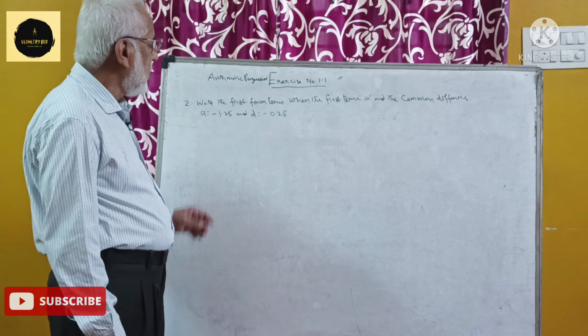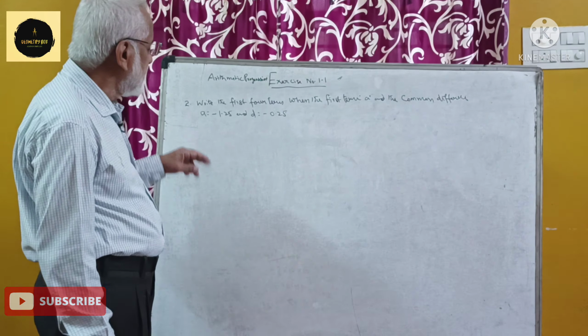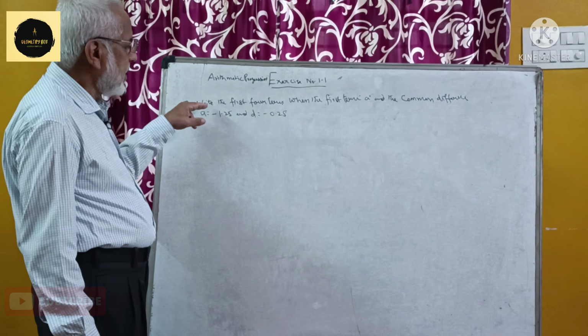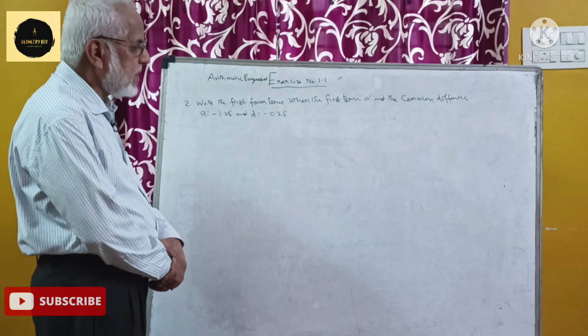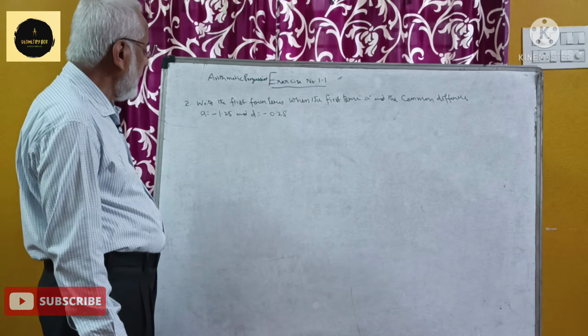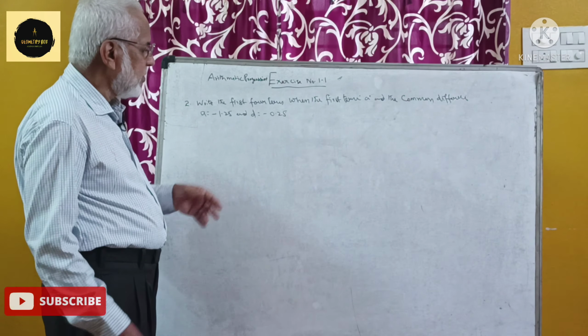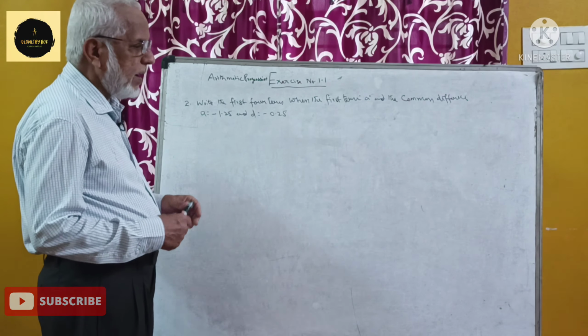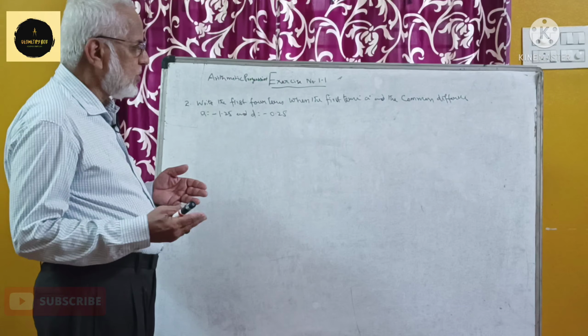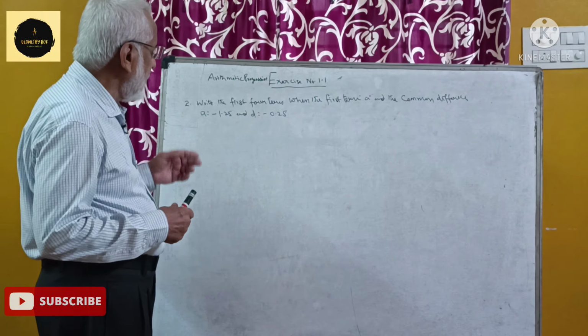Welcome students. Last time we studied arithmetic progression, where we have to write the first four terms when the first term is a and the common difference is d. That is, if a is equal to 10 and d is equal to 10, then we have to write a, a plus d, a plus 2d and a plus 3d.